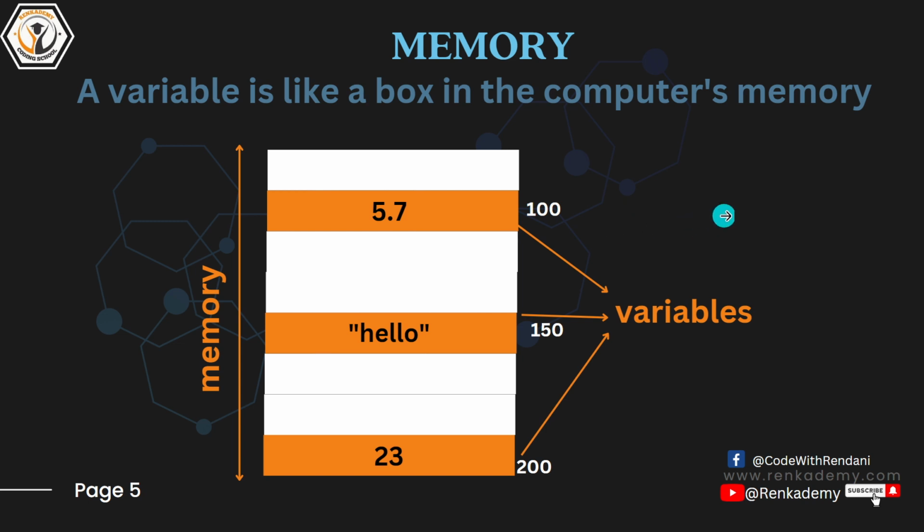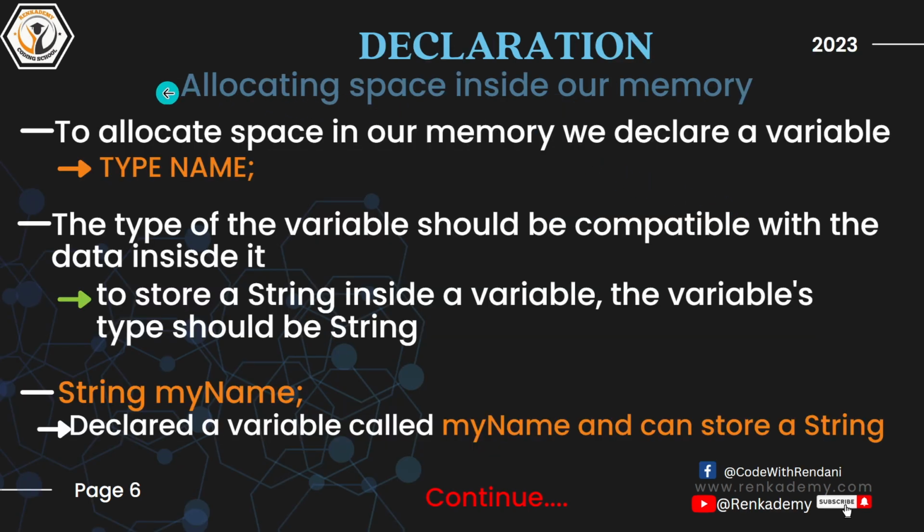Now let's talk about declaration. So what is declaration? It is basically allocating some space inside our memory. So as we said before, to store some data in the memory, we have to reserve some space. And this is called allocation. So declaration is allocating some space in the memory. So to allocate some space in our memory, we declare a variable, alright?